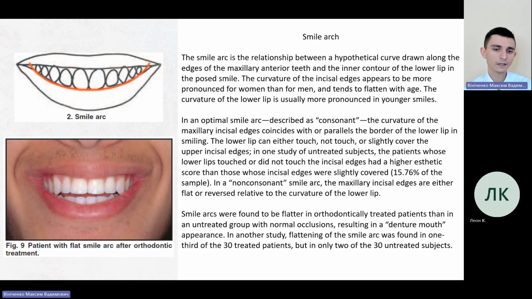In other studies, flattening of the smile arch was found in 11 of the 30 treated patients, but in only 2 of the 30 untreated subjects. Here you could see a patient with a flat smile arch after orthodontic treatment.